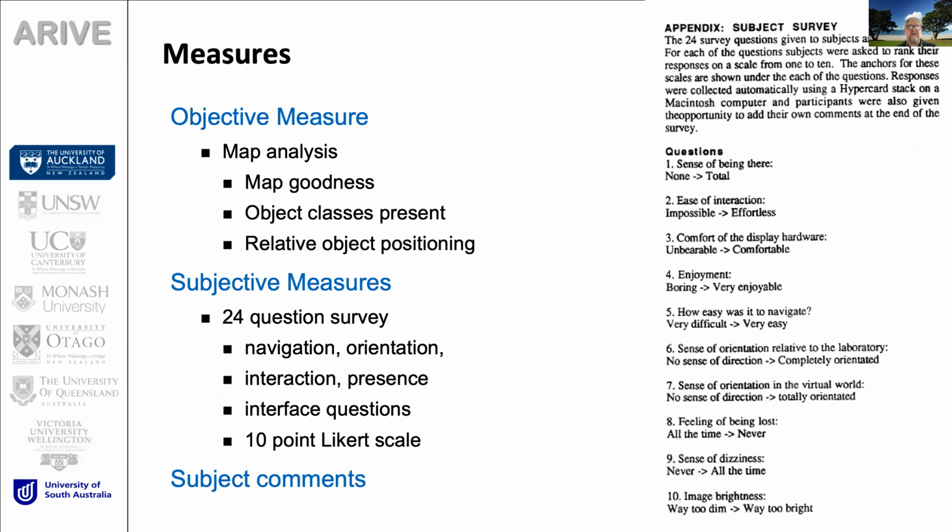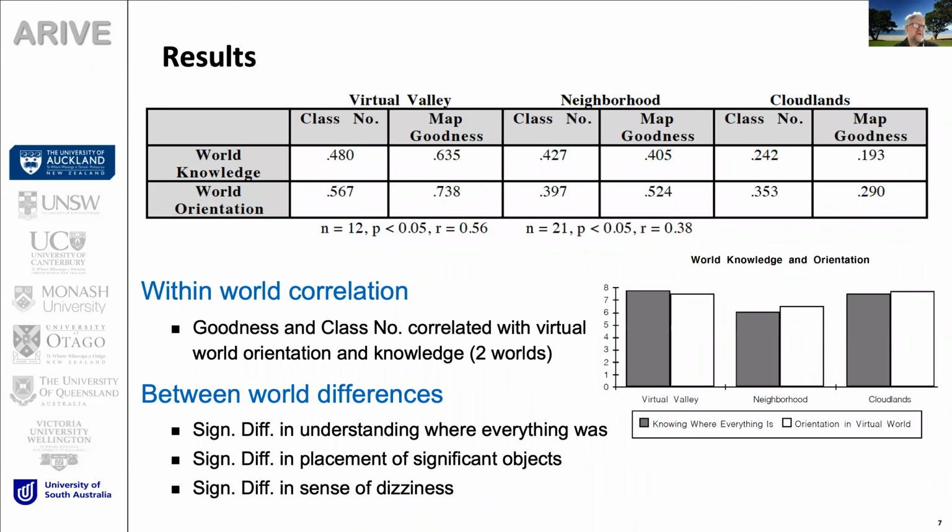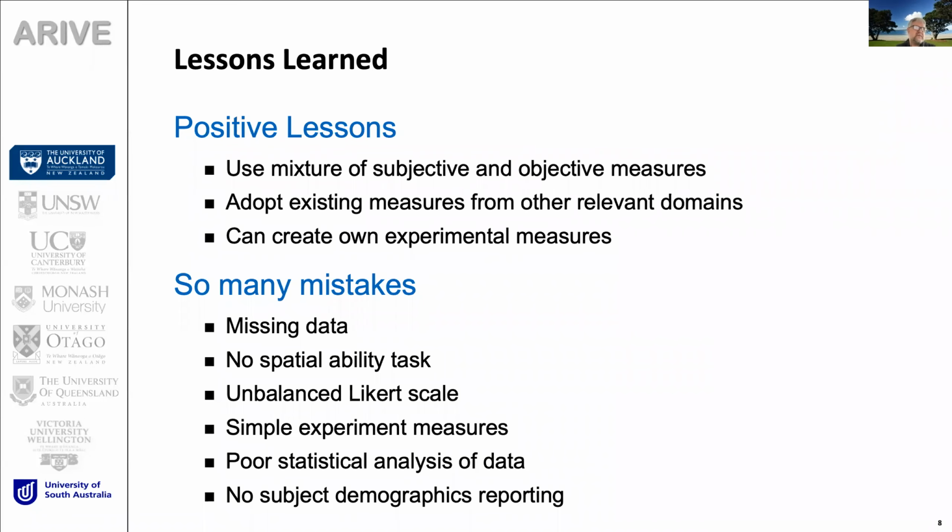So if you go back to here, you can see the Likert scales going from impossible to effortless. Those words at the end have different semantic meanings. So not very balanced Likert scales. The experimental measures were very simple. The statistical analysis was terrible, and actually there was some missing data as well. And I didn't even record the subject demographics, how many men and women and what their age was. So I'll be very surprised if that type of experiment got published today.